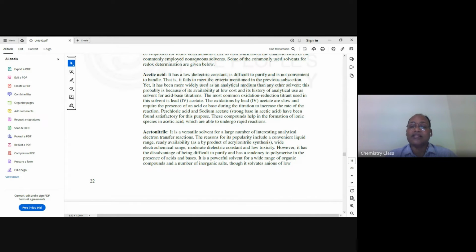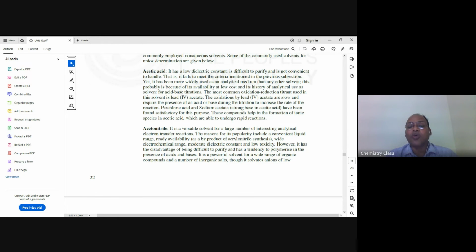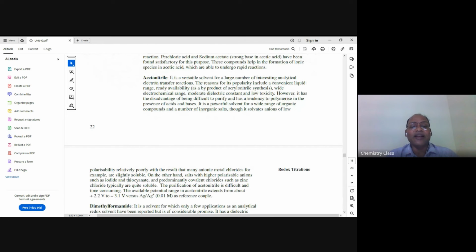However, it has disadvantages. Now, up till this point, all the favorable conditions are there. Okay, now what is the disadvantage? It is difficult to purify and has a tendency to polymerize. Polymerize means dimer formation, where one molecule makes a bond with another. In the presence of acid and base, it is a powerful solvent for a wide range of organic compounds and a number of inorganic salts. Though its solvent action is low polarizability, relatively poorly, with the resultant many anionic metallic chlorides, for example.